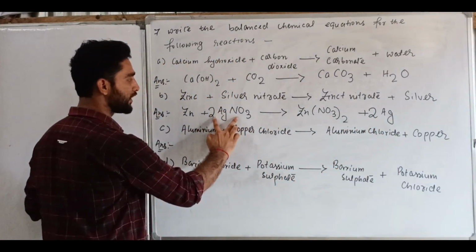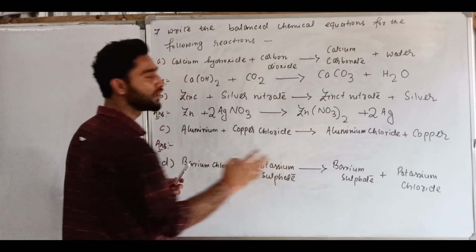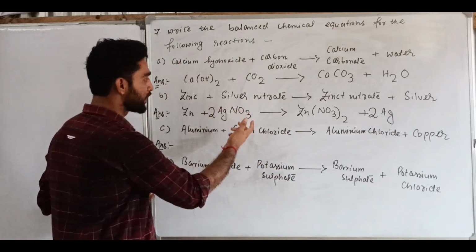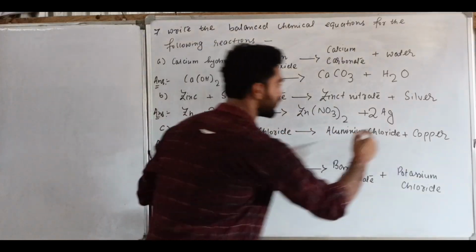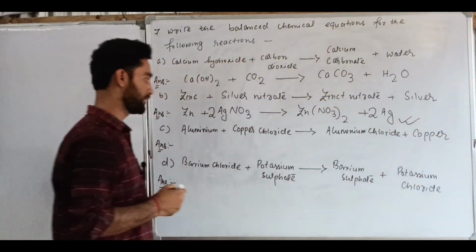Now non-metal. Nitrogen 2, this side nitrogen 2. Now oxygen. So oxygen 3 to the 6. Here oxygen 3 to the 6. So now the reaction became balanced.